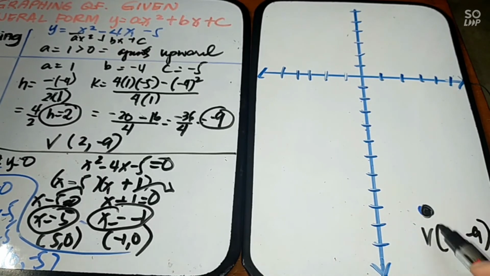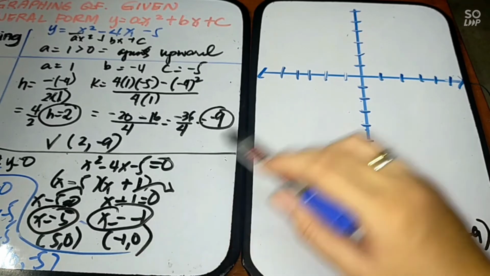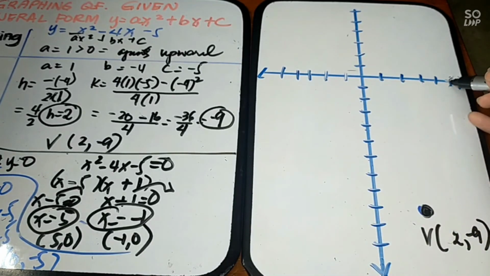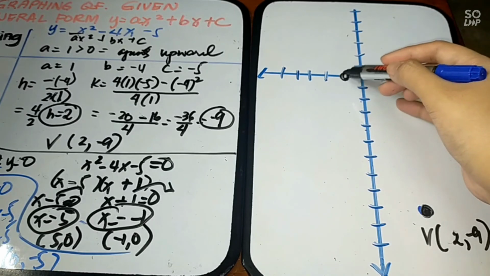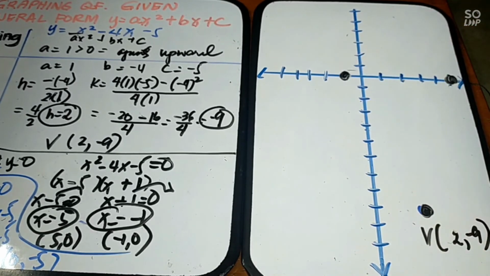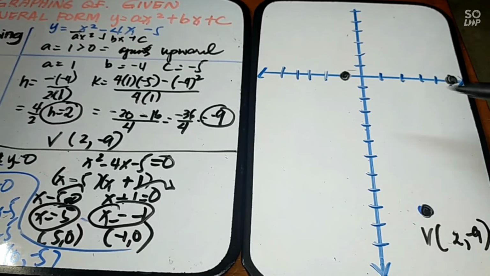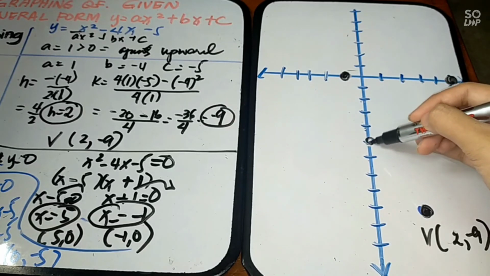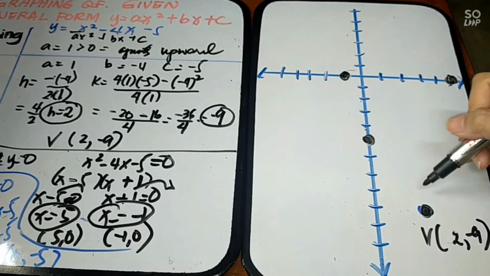Alright? Next, let us have the x-intercept. 5 and 0. So, it should be here. Just count. 1, 2, 3, 4, 5. So, this is one of them. 5 and 0. Then, the other one is negative 1 and 0. Negative 1 and 0. This one is negative 1. So, that's it. Next, your y-intercept is 0 and negative 5. So, this. 1, 2, 3, 4, 5. So, 0 and negative 5. So, let's stay with these three points for now to make it easier.